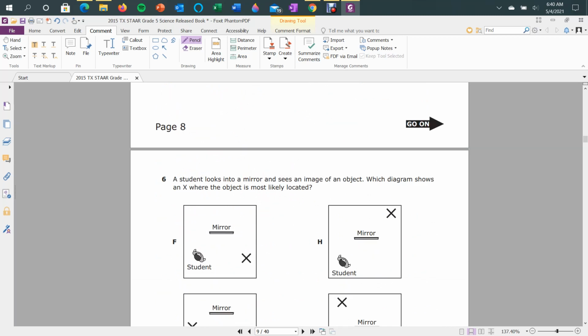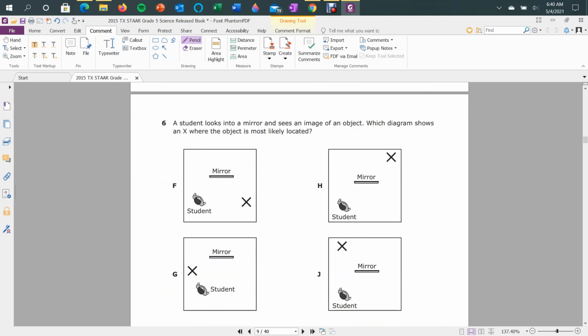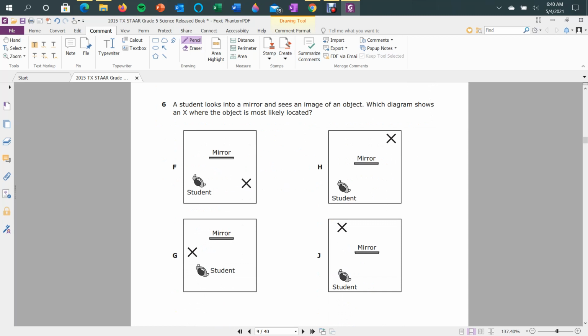What is this one? Oh. Okay. All right, I remember this one a long time ago. Okay, so a student looks into a mirror and sees an image of an object. Which diagram shows the X? Where the object is most likely located?